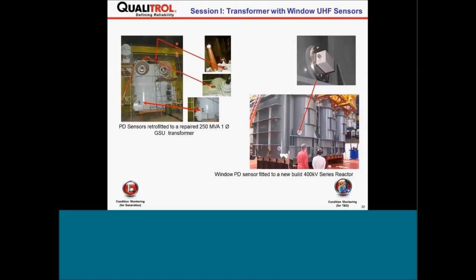Here we have another situation. In the bottom right we have a 800 MVA series reactor which went into Hong Kong, and here again we had 6 sensors because of the size of the tank. And just up above that you see one of the couplers mounted onto the tank wall. Clearly these were installed during manufacture of the tank.